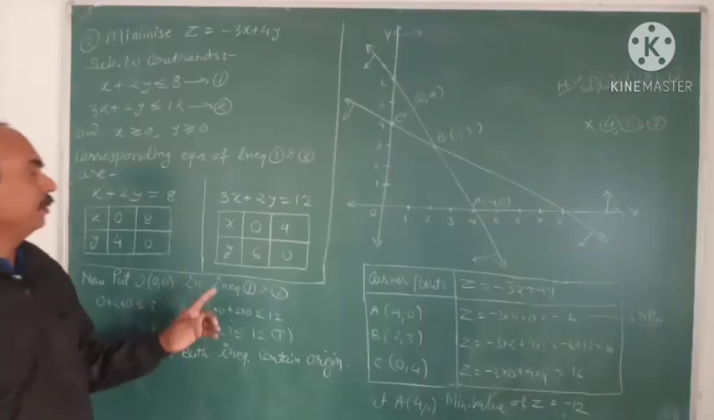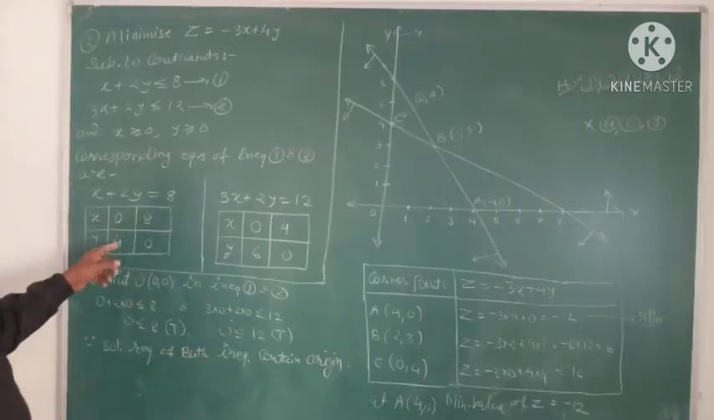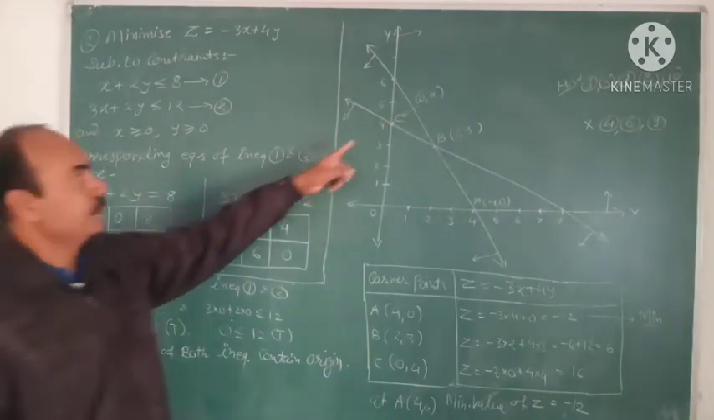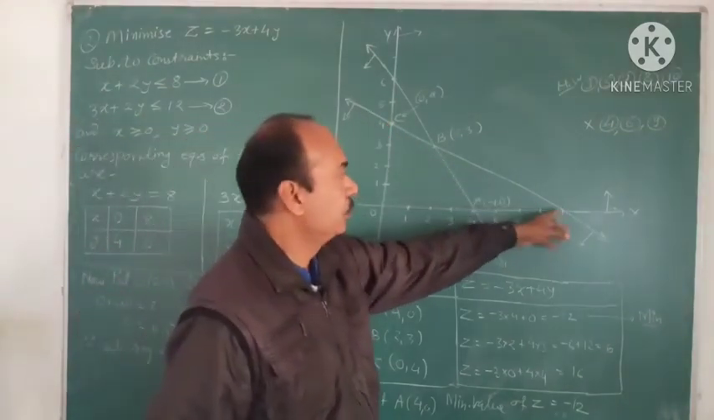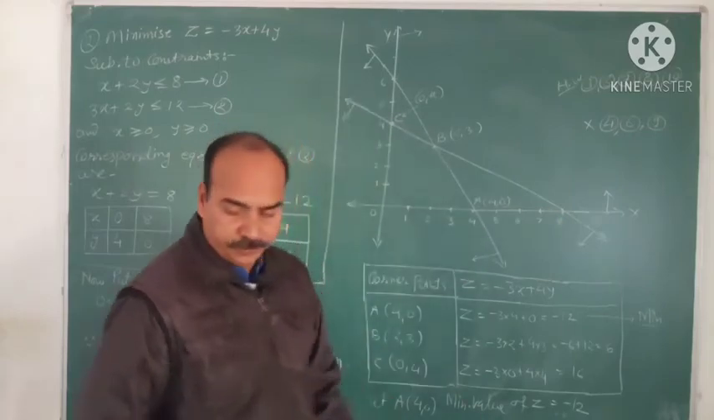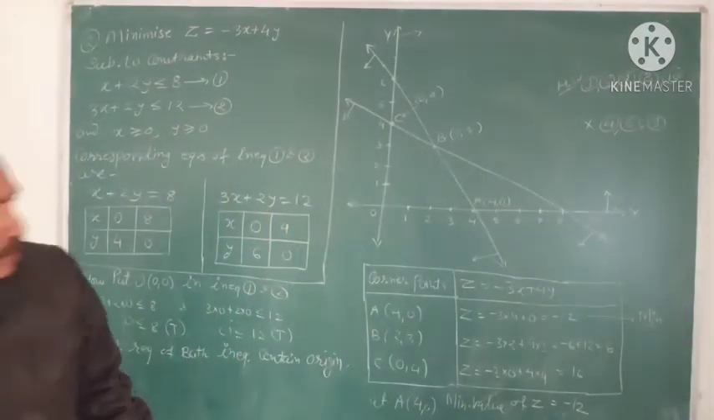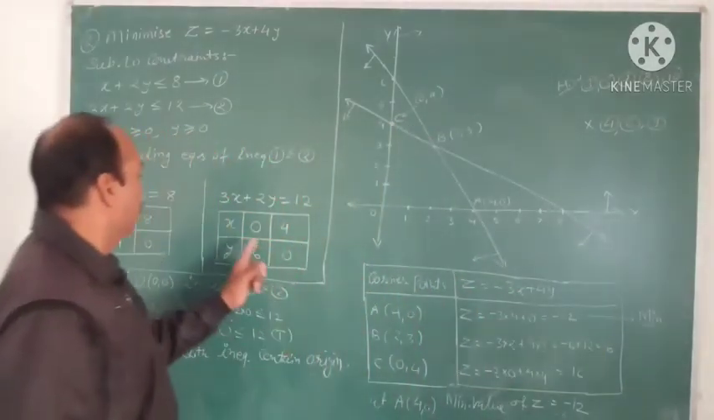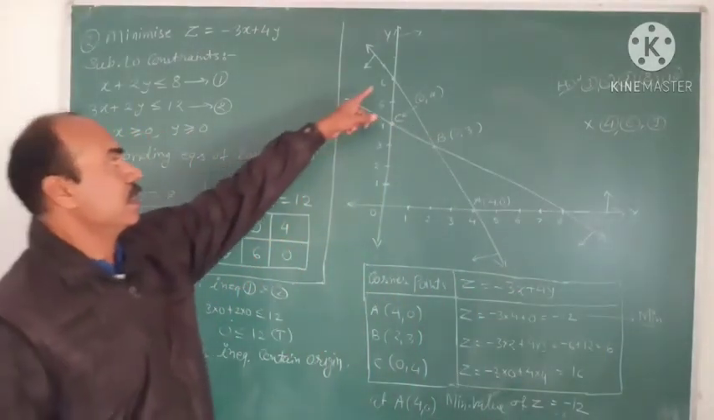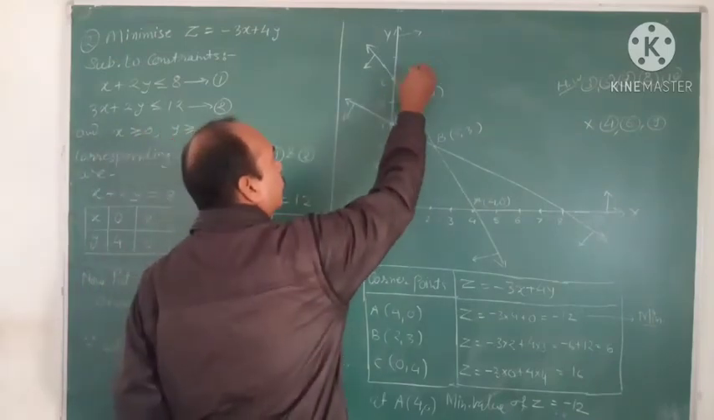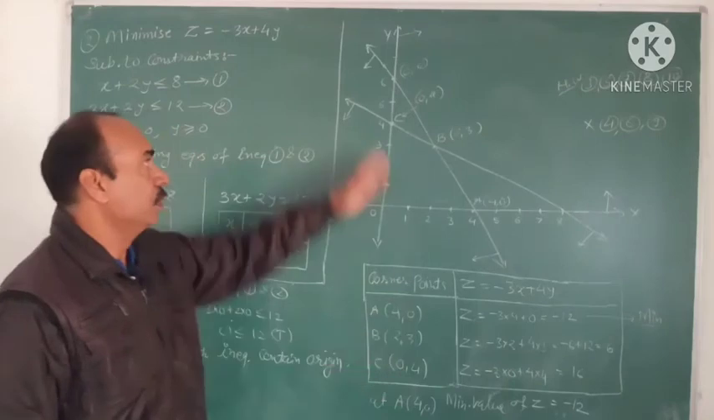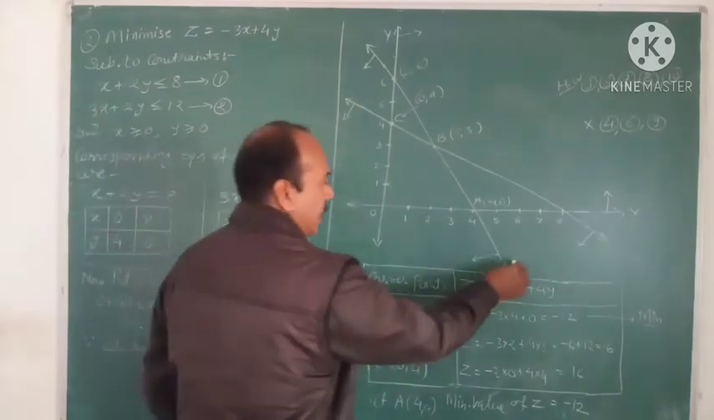On graph paper, first draw this line: 0 comma 4, this is 0 comma 4, and after that 8 comma 0, this is 8 comma 0. So this is line number 1, equation number 1. After that 0 comma 6, this is 0 comma 6, and 4 comma 0, this is 4 comma 0. So this is line number 2.